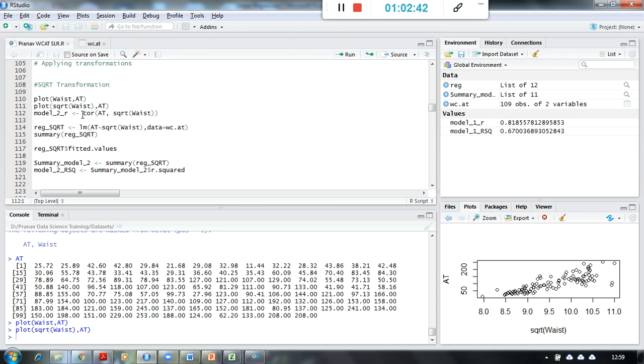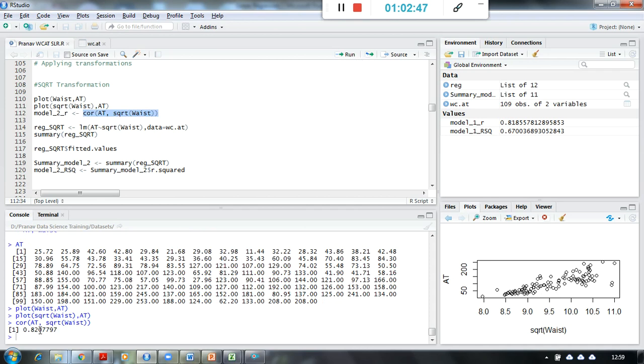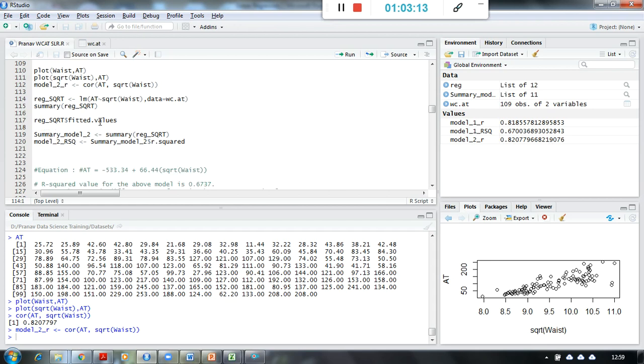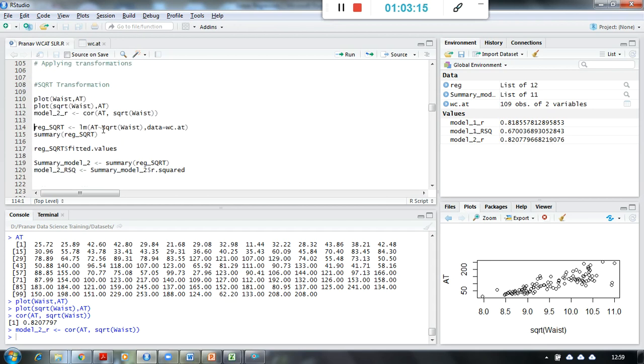Let us check the objective measure, our small r value, which is 82.07. Earlier the r value was 81.85 and this r value is 82.07, which is a clear indication that there is some improvement in the relationship. So now I am storing this r for our next purpose of tabling it. So 81.85 and 82, these are the two small r values we have got for two different models.